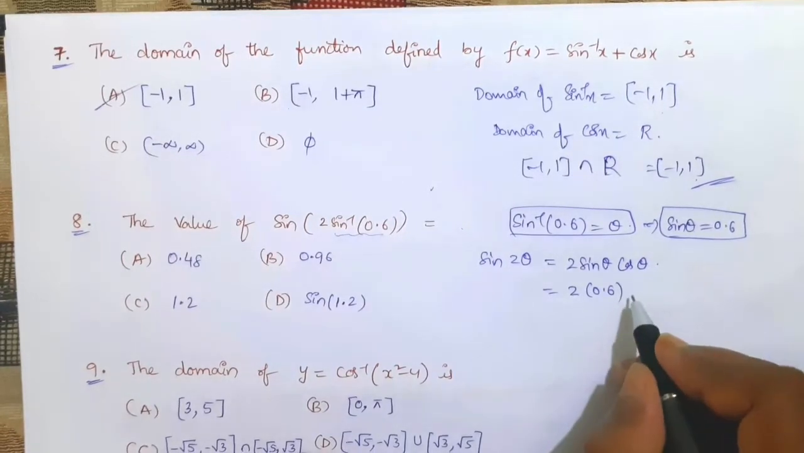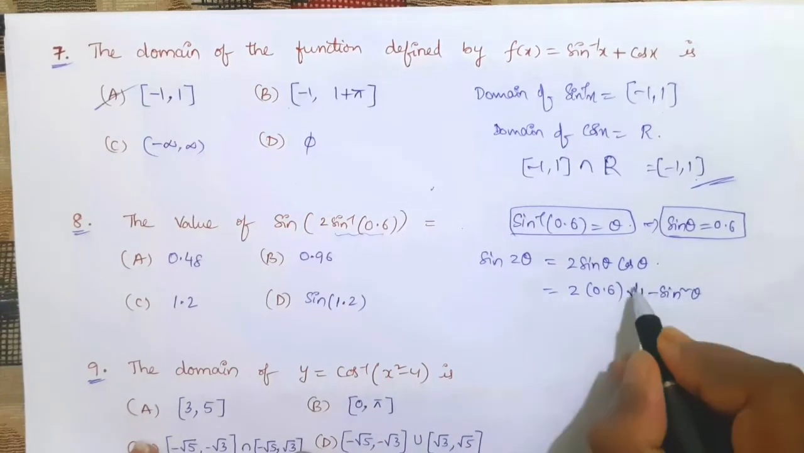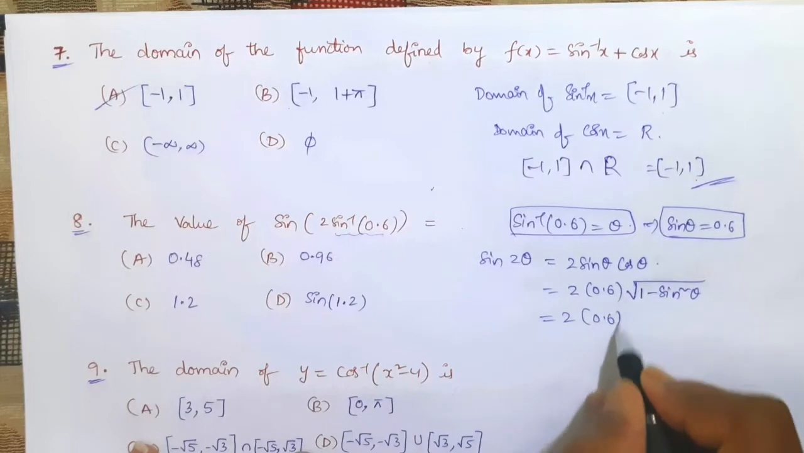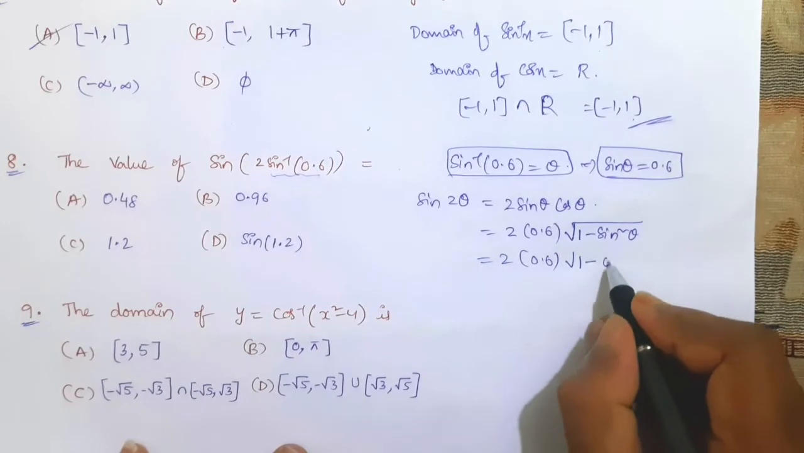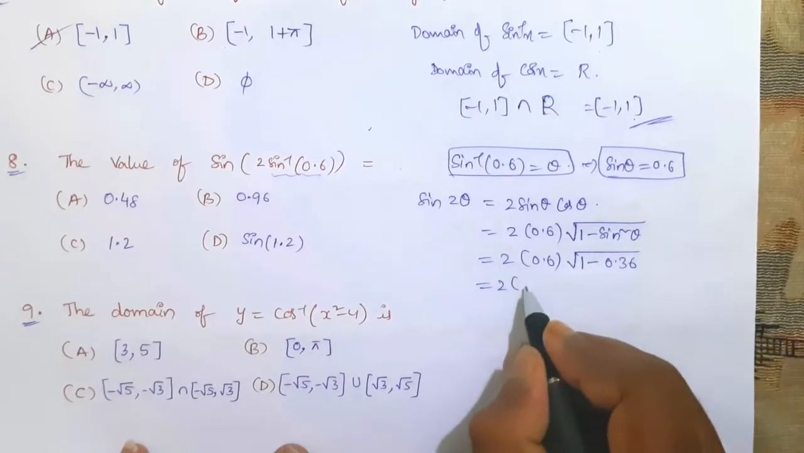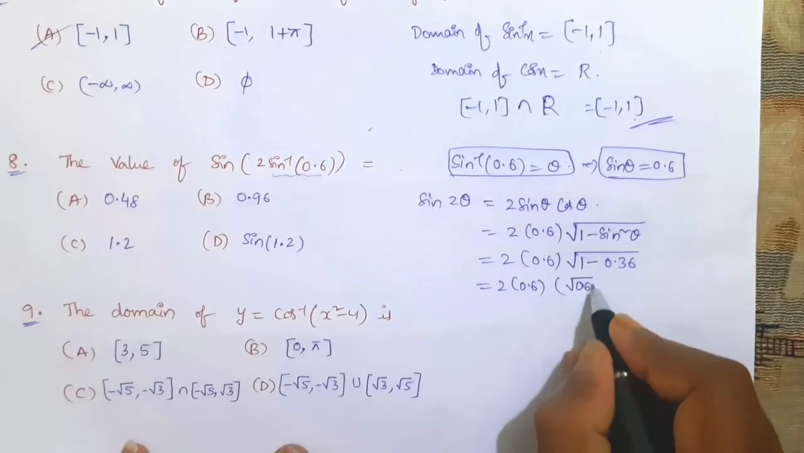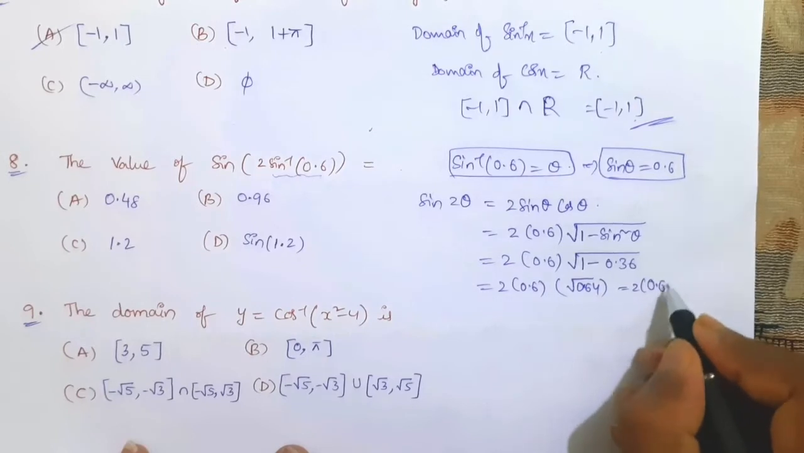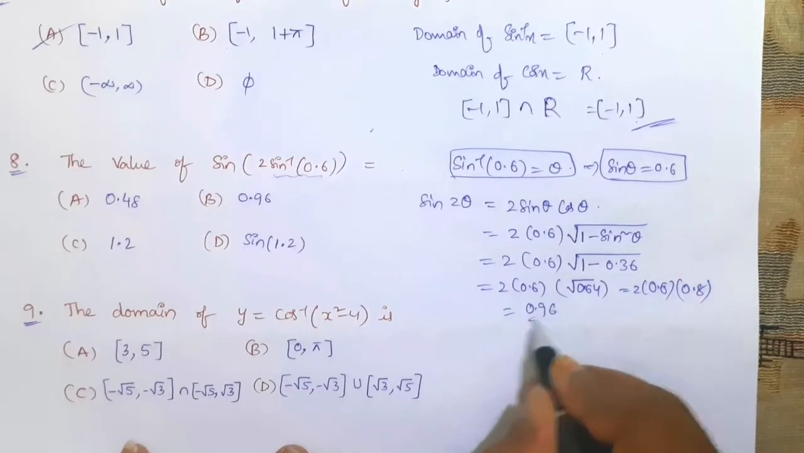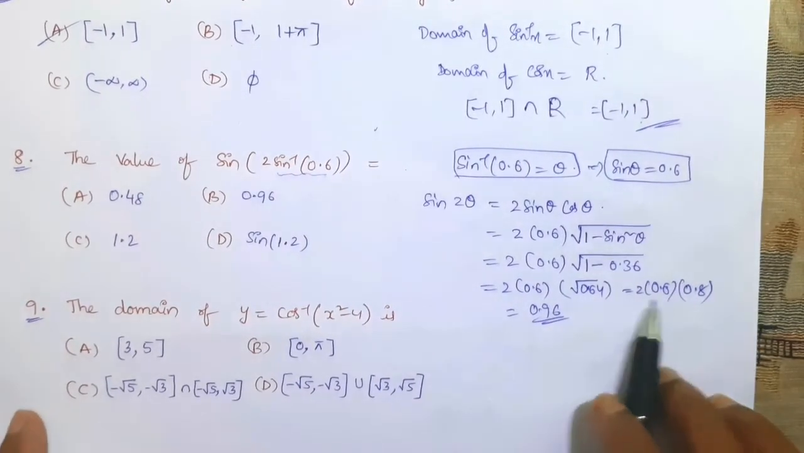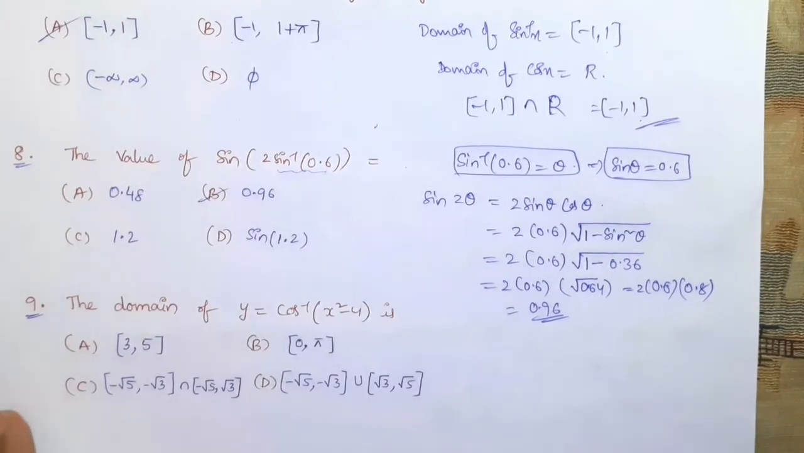Next, cos theta. What is cos theta? We know the value of sin, so we convert cos in terms of sin: square root of 1 minus sin square theta. So 2 into 0.6 into square root of 1 minus 0.36, which is the square root of 0.64, which is equal to 2 into 0.6 into 0.8. If you simplify this you will get 0.96. This is 1.2 into 0.8, which is 0.96.